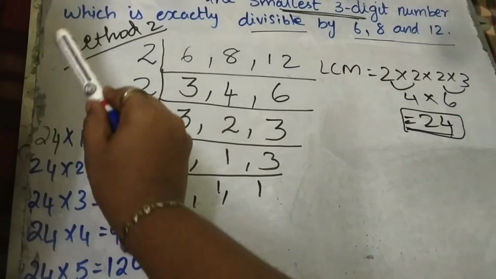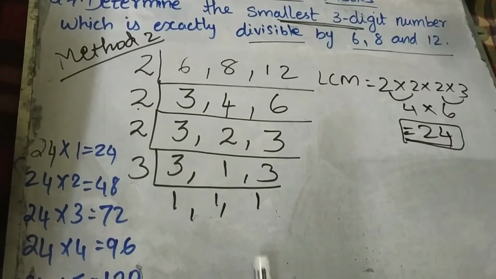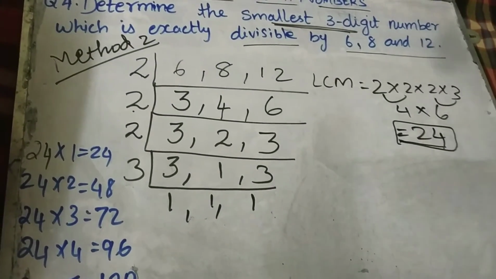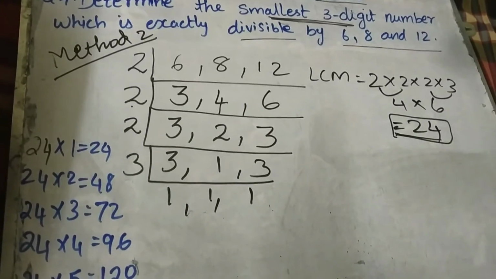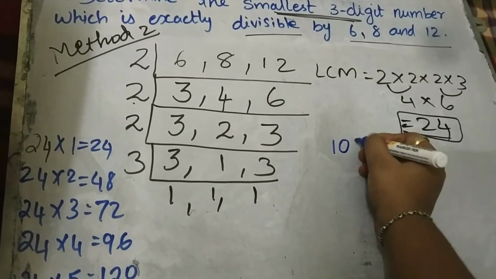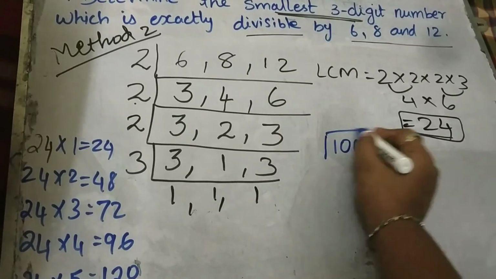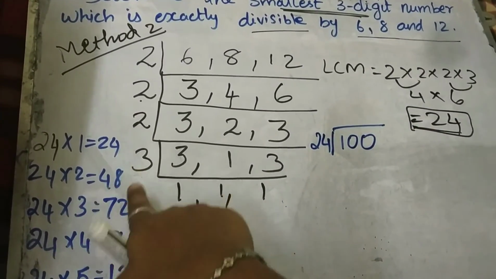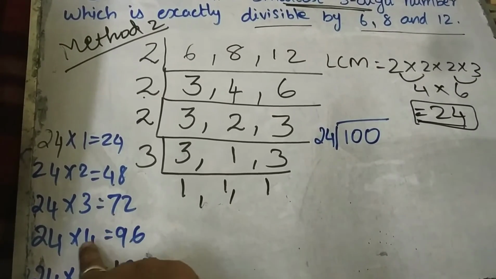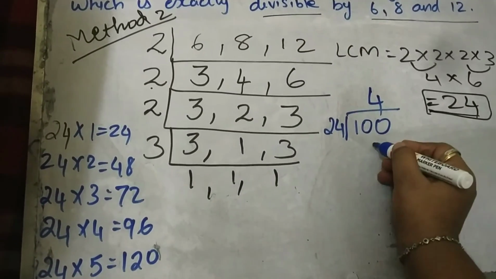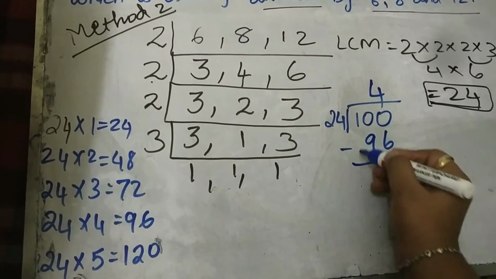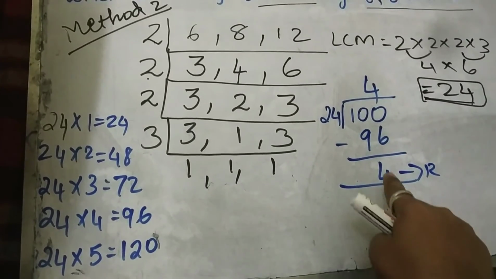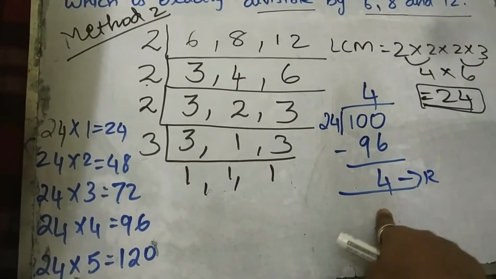Now we are going to see method 2. Method 2 also has the same first step. First we have to find the LCM. We got the LCM as 24. Now look at the question. Smallest 3-digit number. What is the smallest 3-digit number? We all know it is 100. So now what we have to do? This 100 we are going to divide by this 24. So how many times? 24 4s are 96. I am leaving the remainder as 4. If it is divisible, what I told you, my remainder should be 0. I got the remainder here as 4.